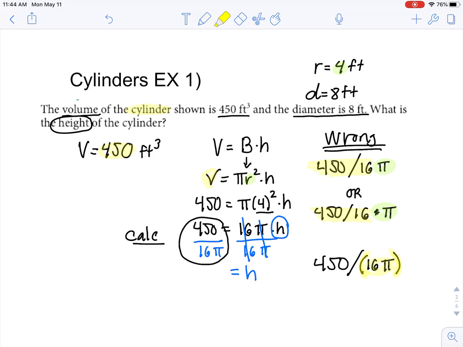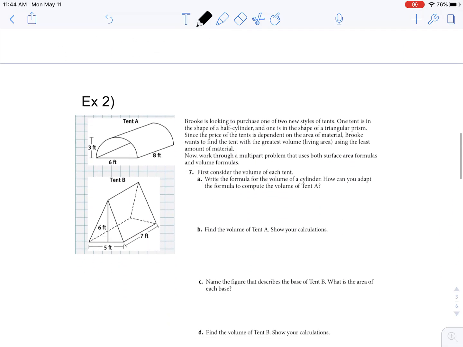When done this way, the calculator will actually do the 16 pi first, and then it will do the division afterwards. So be very careful when you're using your calculator. If we do 450 divided by, and then I'm going to open up parentheses, 16 pi, and close my parentheses, I'm going to end up with a height of about 8.9. My units were in feet, so that's going to be feet.